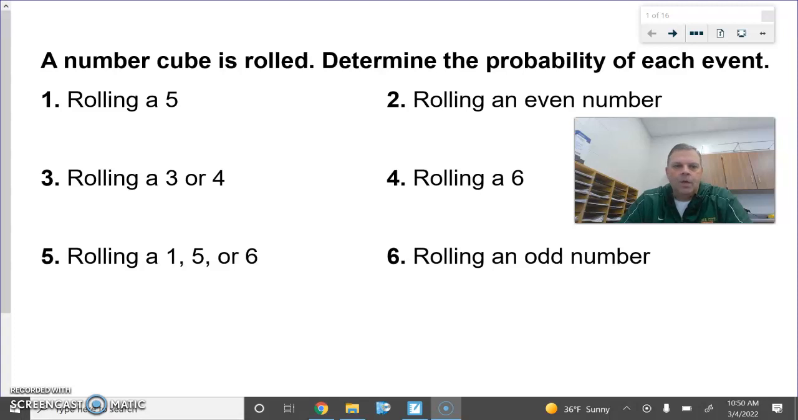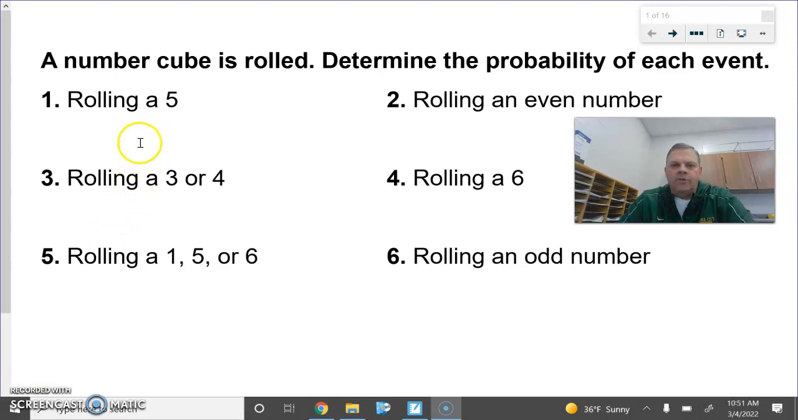right now. So what I want you to do while we take attendance is to determine the probability of each event. So do the 6 events, the actual probability as a fraction in simplest form, and then when they get the attendance done, I'll have some answers for you.